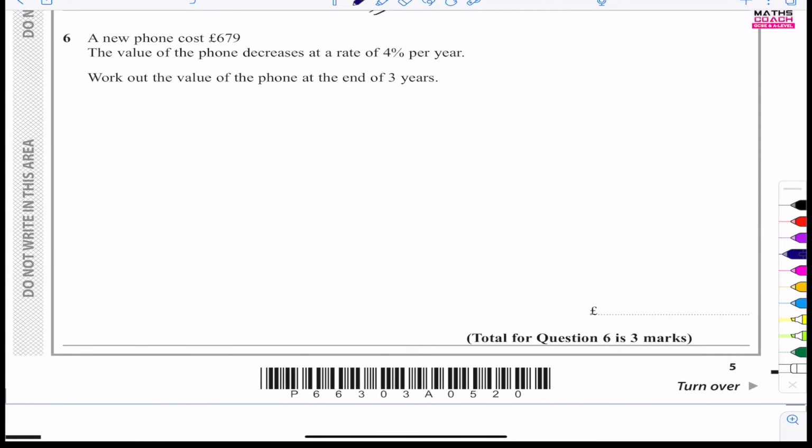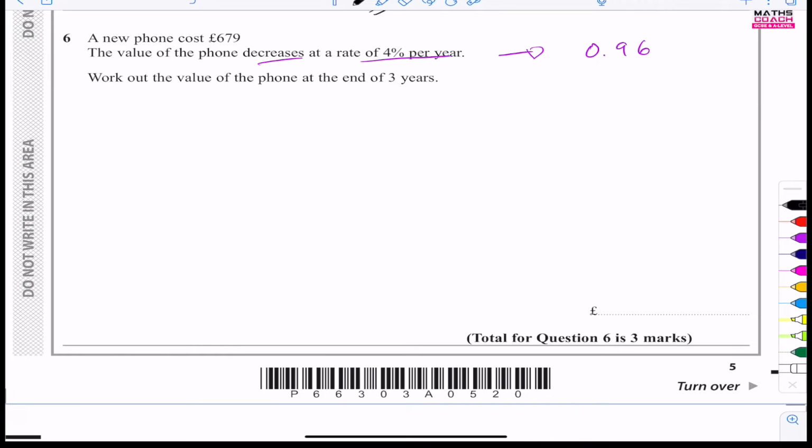Question 6. A new phone costs £679. The value of the phone decreases at a rate of 4% per year. Work out the value of the phone at the end of 3 years. So you could use the formula original amount times the multiplier. We need to work out what the multiplier is first. So if it's a decrease of 4%, that's going to be a multiplier of 0.96.